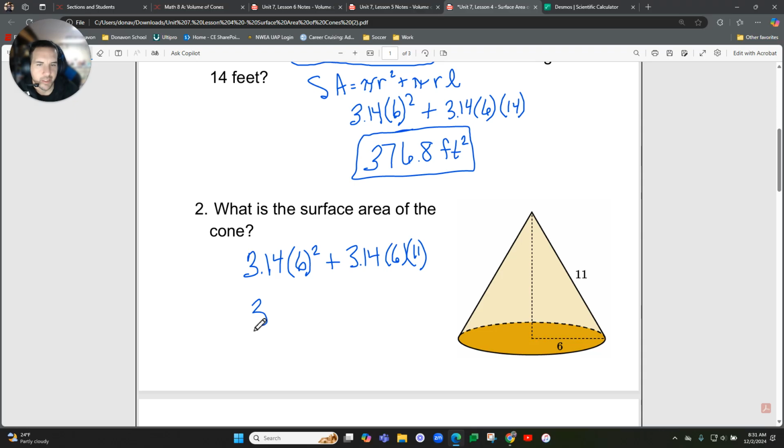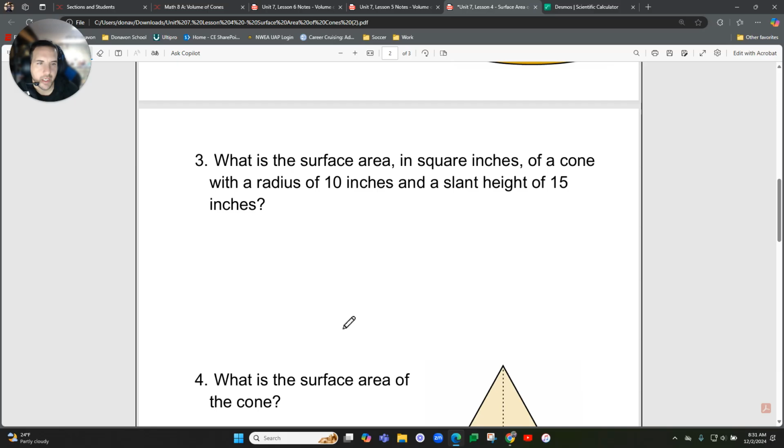And we get 320.28. In this case, we don't know what the units are, so we're just going to call it 320.28 units squared. We don't know what units they are. Or square units. Doesn't matter either way. All right, number 3.